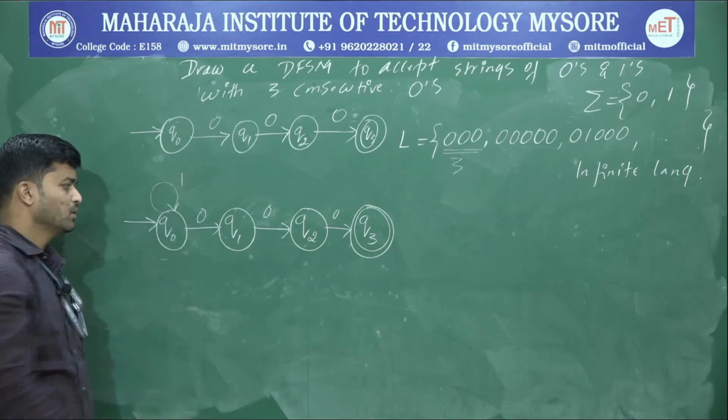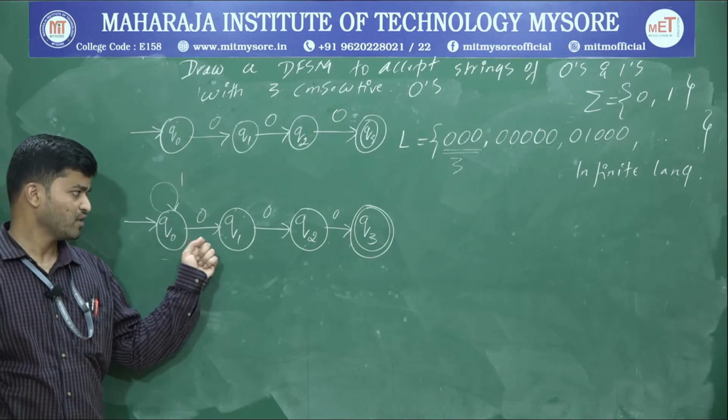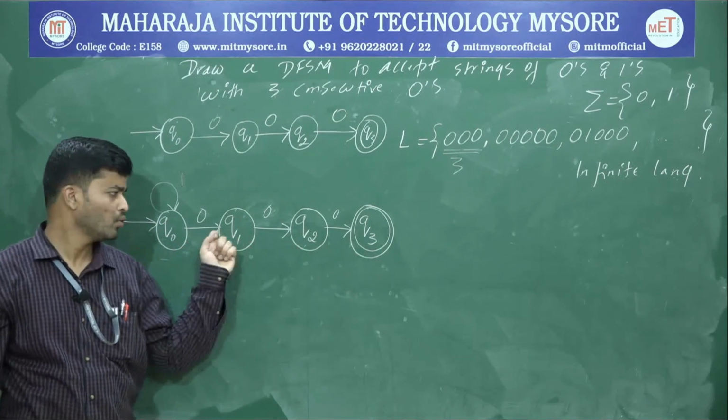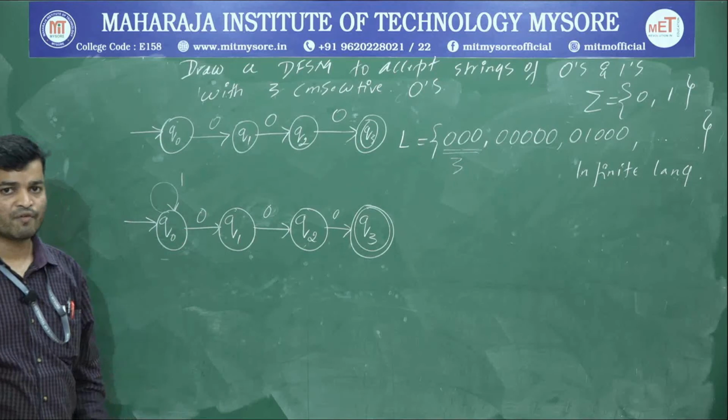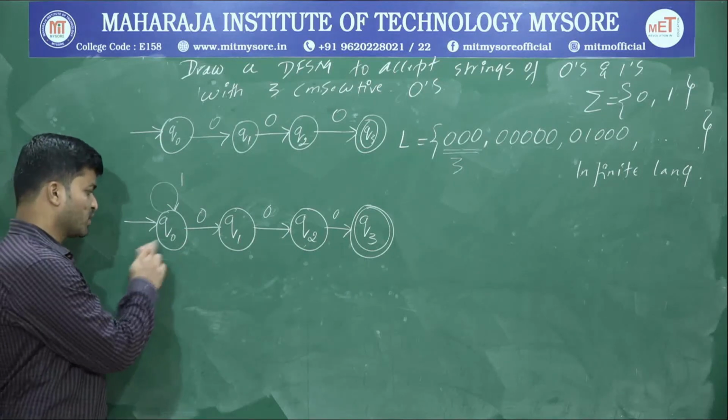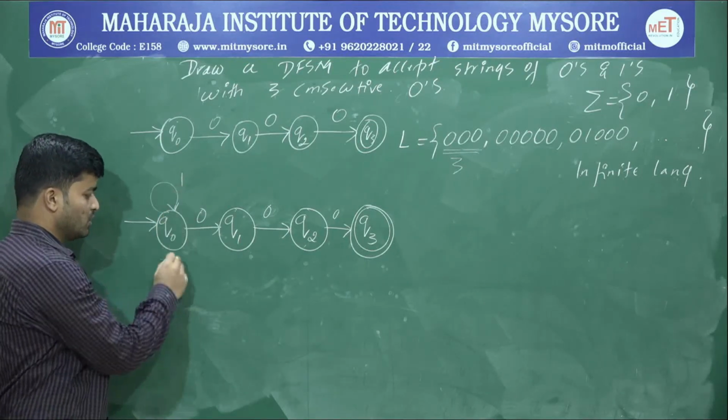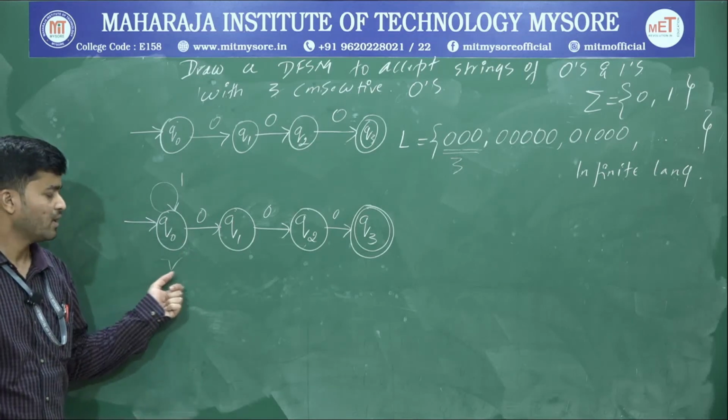So if I write a loop, n number of ones, and before going to the accepting state, I'm going to have 3 zeros. So therefore loop is a valid option. So if you observe Q naught, there is a path for 0 and there is a path for 1. So Q naught is over.